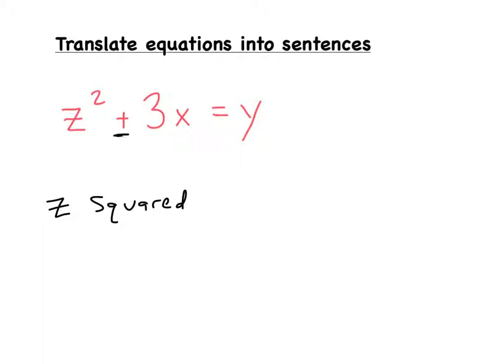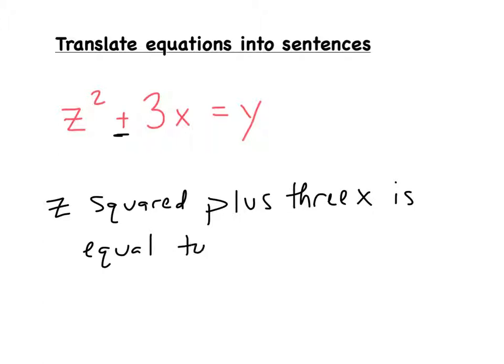And it looks like we're adding something. So z squared plus, and it looks like we have 3 times x, or we could just write 3x is, you could write is or is equal to y. So z squared plus 3x is equal to y.